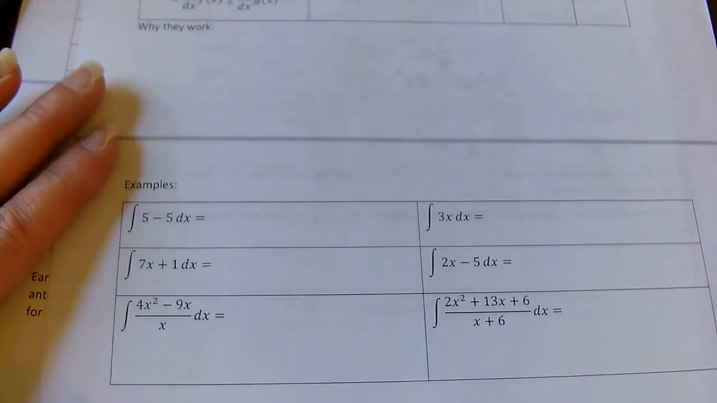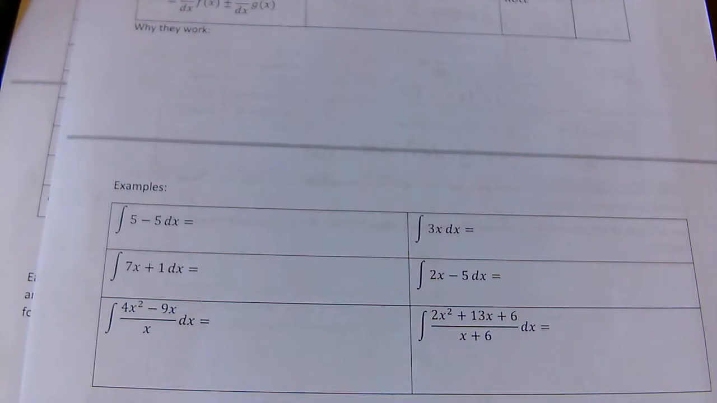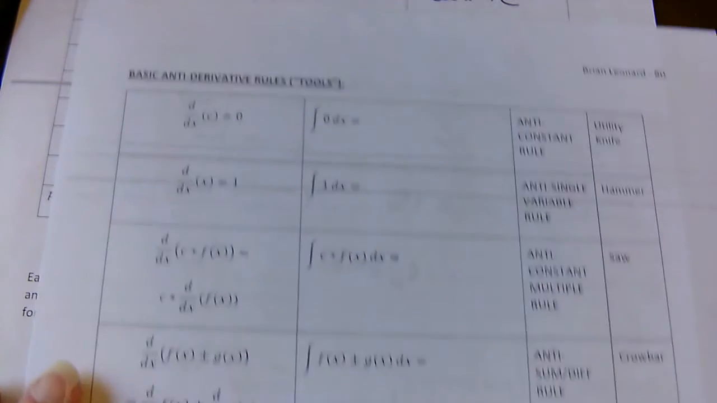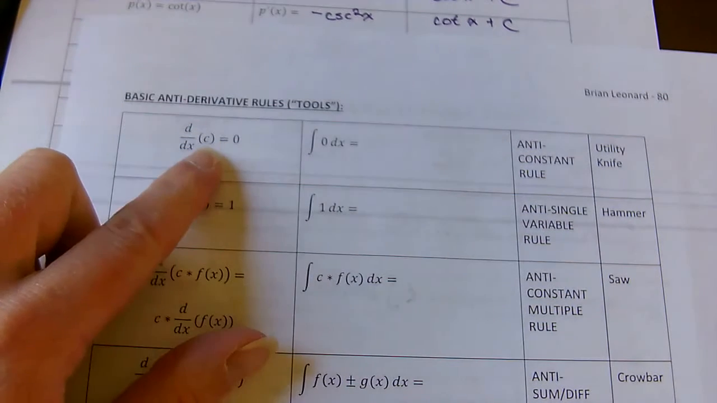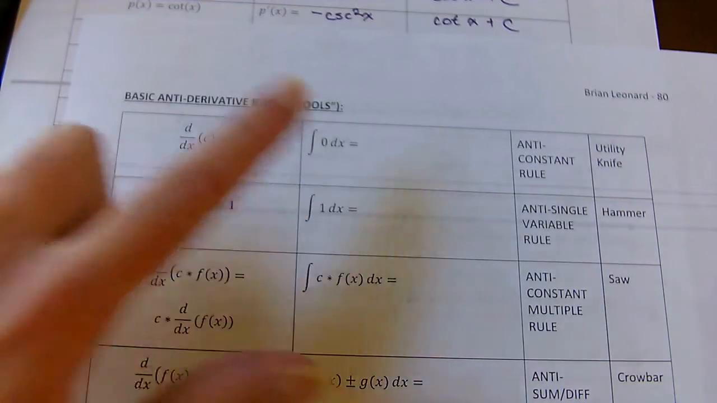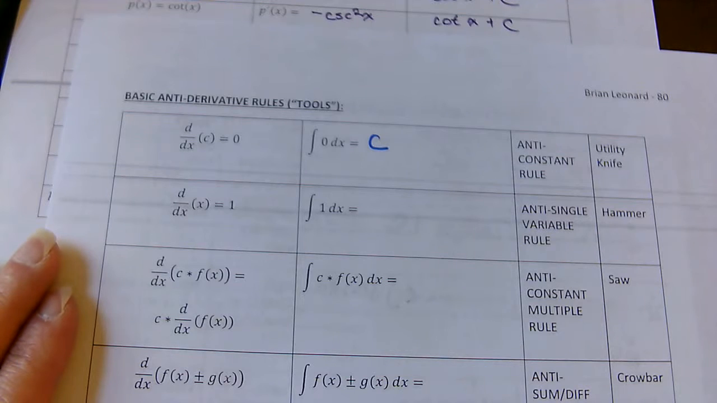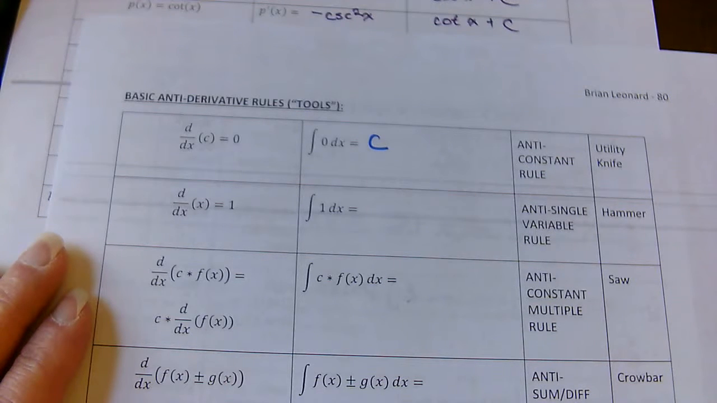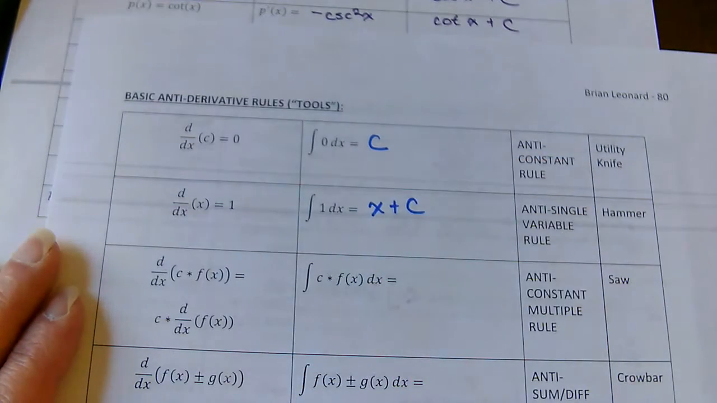So let's go through some examples using those 5 rules that we just learned, which were: if I take the derivative of a constant, I get a derivative of 0. So the antiderivative of 0 is just a constant. The derivative of a single variable is 1. So the antiderivative of 1 is just the single variable plus c.